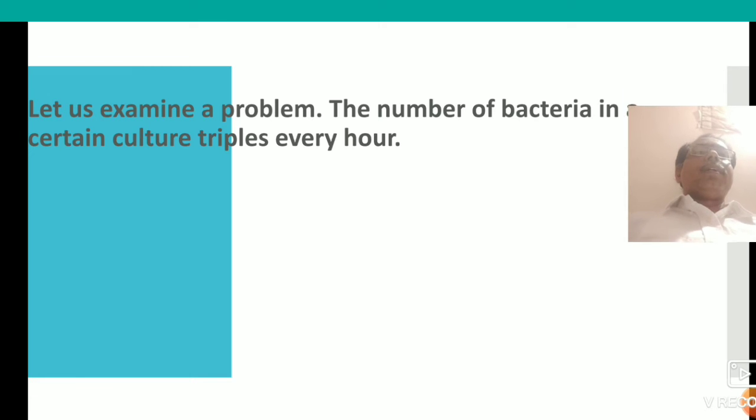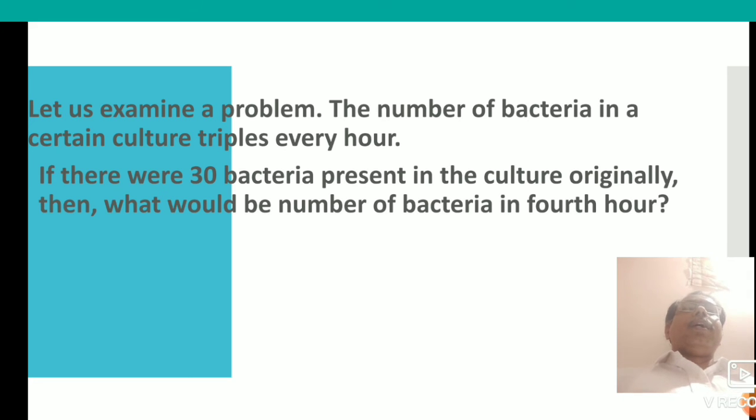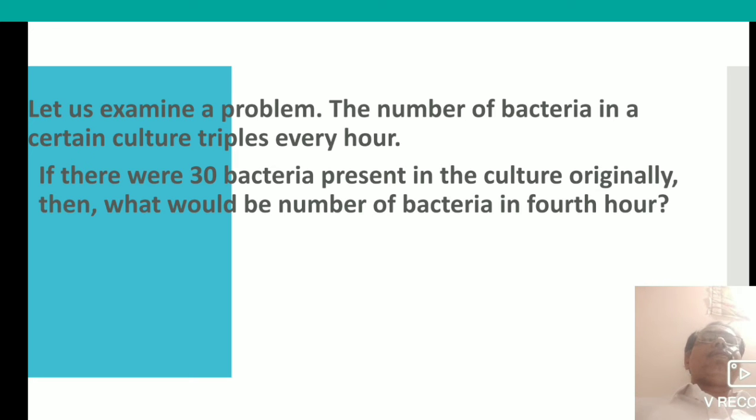So now let us examine a problem to understand in detail about geometric progression. I am considering a problem here. The number of bacteria in a certain culture triples every hour. If there were 30 bacteria present in the culture originally, then what would be the number of bacteria in the 4th hour? Very interesting sum, and very useful in daily life also. See properly. If you understand this sum, you can easily do any sum in this geometric progression.